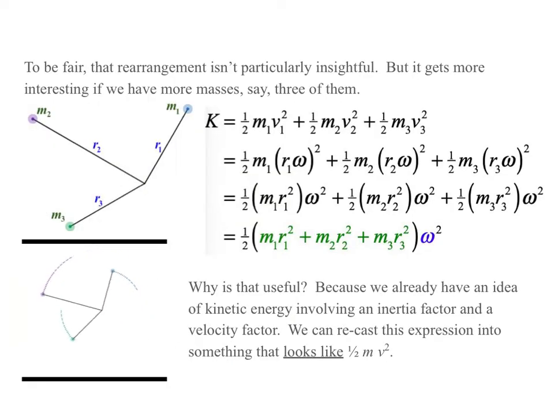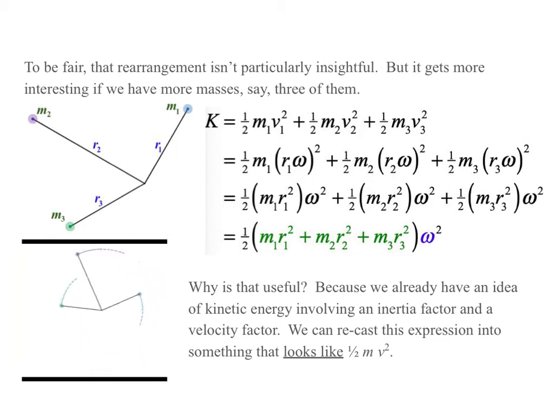To be fair, that arrangement isn't particularly insightful, but it gets more interesting if we have more masses, let's say 3 of them, where now we have m1 at a distance r1 from this point, m2 a distance r2 away, m3 a distance r3 away, and we let them spin like this. Now the kinetic energy is just the kinetic energy of each of them added up, so 1/2 m1 v1 squared plus 1/2 m2 v2 squared plus 1/2 m3 v3 squared. But each of the v's is equivalent to r omega: r1 omega, r2 omega and r3 omega. Notice, though, that while they each have their own r's, r1, r2, r3, they share omega. They're all rotating at the same angular rate. They complete an orbit in the same amount of time.